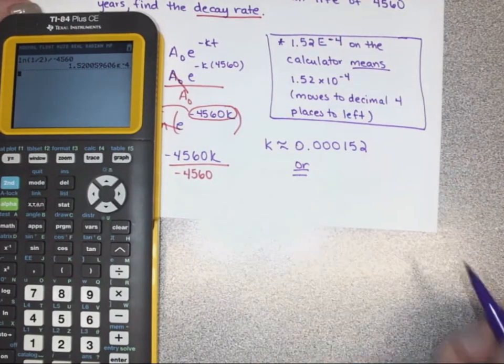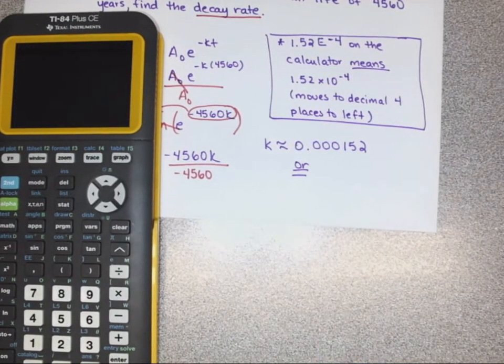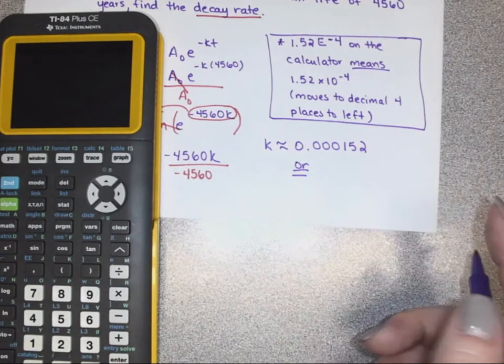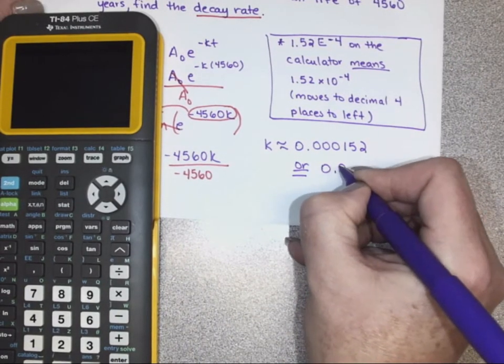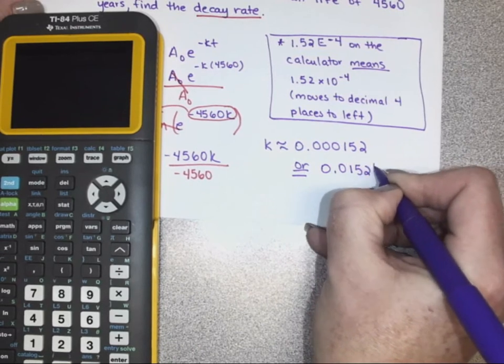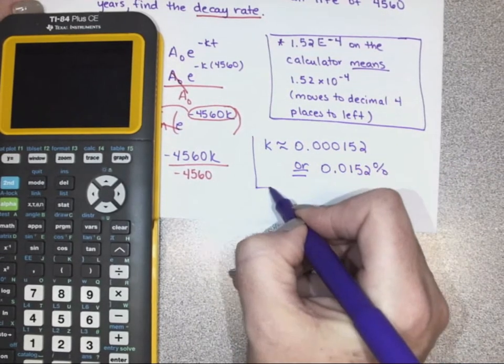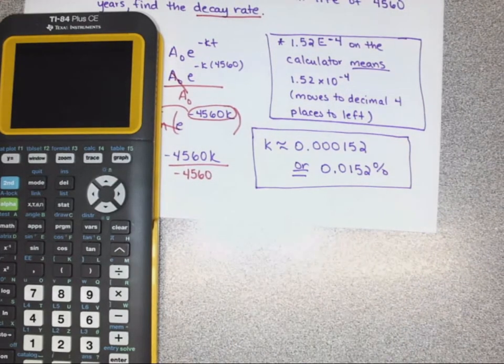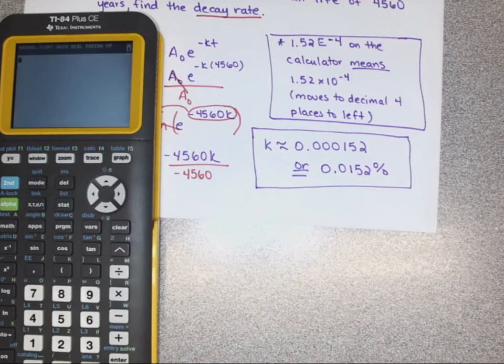Or if you wanted to enter that as a percentage, you would move the decimal place back 2 for the percentage, so it would be 0.0152%. So just like we thought, it's a very, very tiny K, right? It's not changing that quickly. And so actually that would be something valid that we could use to date artifacts because it's not changing all that much.